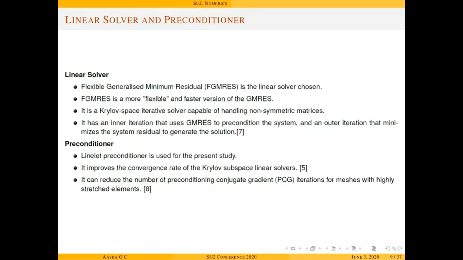To improve the convergence rate of the linear solver used, preconditioning has been done using the LU-SGS preconditioner. As the mesh used for the simulation has highly stretched elements at a few locations, and the line-implicit preconditioner is found to have reduced the number of preconditioned conjugate gradient iterations in comparison to the other common preconditioners, we have chosen the line-implicit preconditioner for the current case.